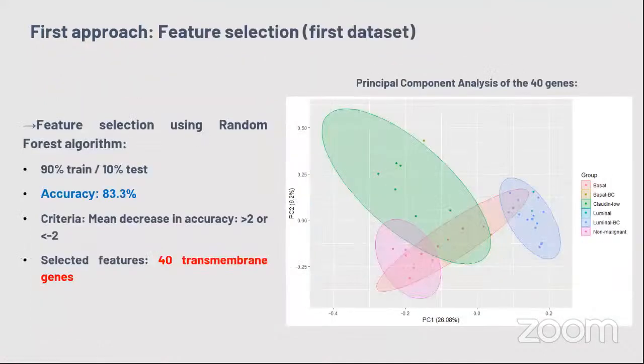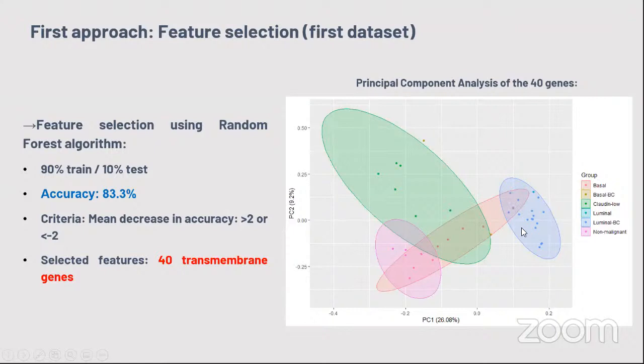Then, considering that 160 genes is a large number, I decided to reduce the number of genes. And for this, I performed a random forest algorithm, and I used 10% of the data set to test the algorithm, with an accuracy of 83.3%. And here is the criteria: mean decrease accuracy bigger than 2 or lower than -2. And actually I got 40 transmembrane genes according to this feature selection.